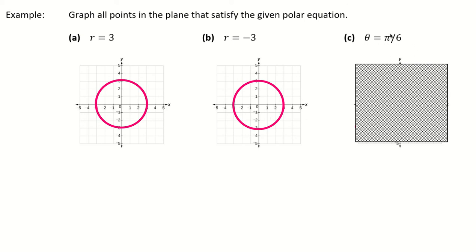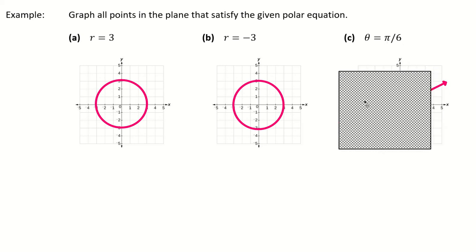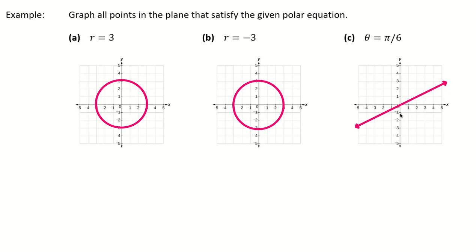And then what if you were to plot all the points that held true with this equation, that theta had to equal pi over 6? What if you were to plot all the points where this was true? Wouldn't that be a line? And look, it's not just the positive radii for that angle, it's also the negative radii. So it's a line that goes off forever in both directions.